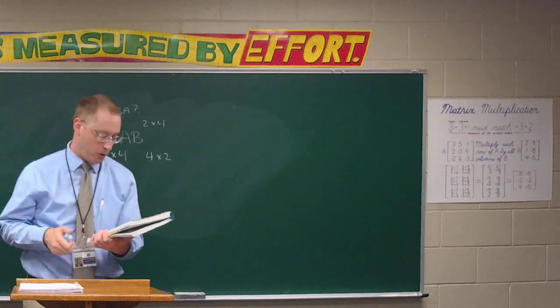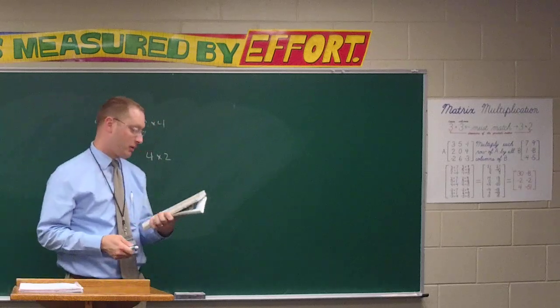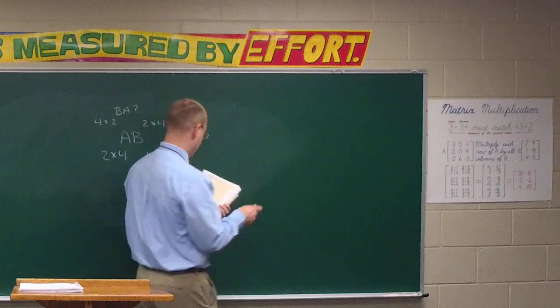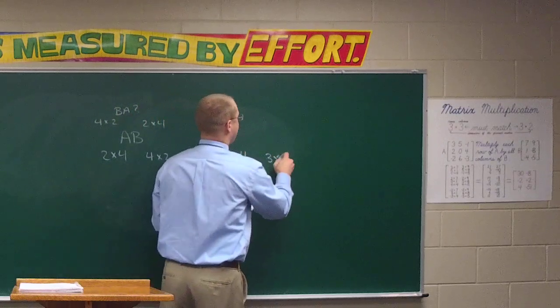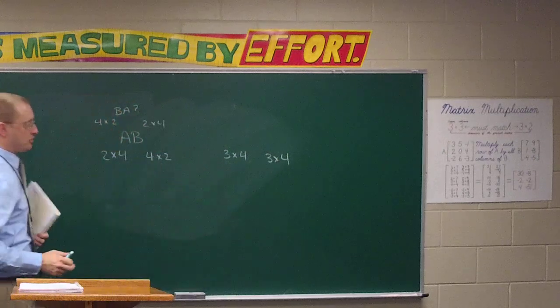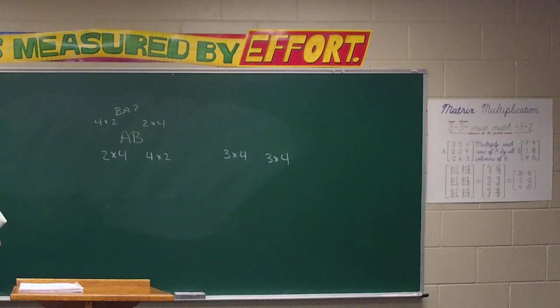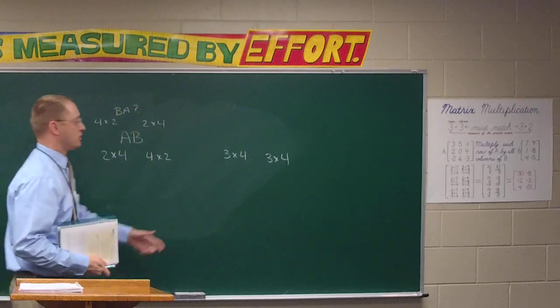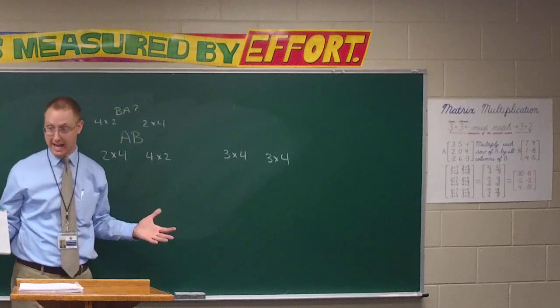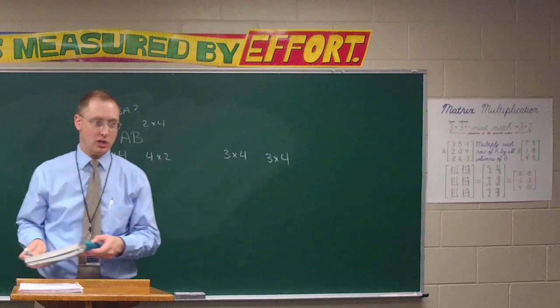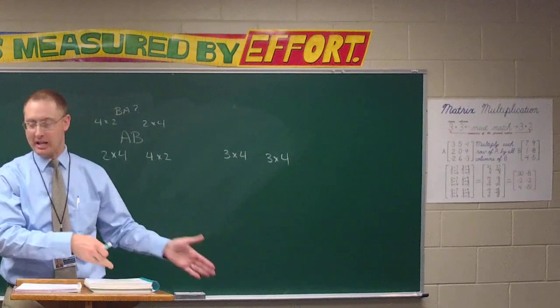Look at the next part for A and B. What are the dimensions of matrix A, Audrey? 3 by 4. What about B? 3 by 4. Can you multiply two 3 by 4 matrices by each other, class? No, because the inner dimensions don't match. Do we see how to determine whether or not multiplication can occur? That's the first step, is figure out, can you do it, before we talk about how to do it.